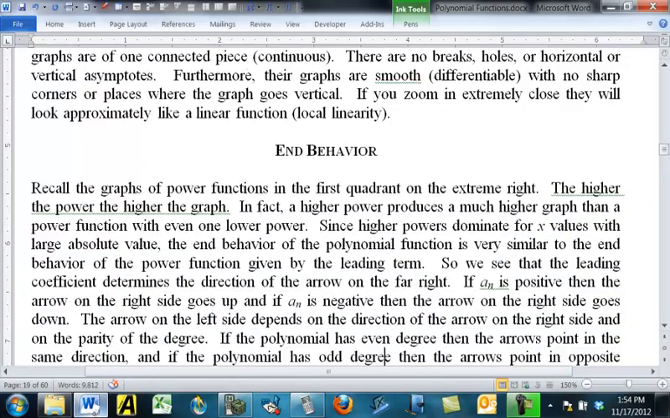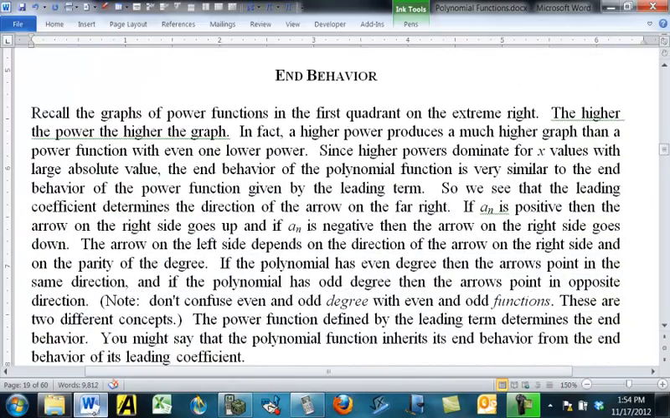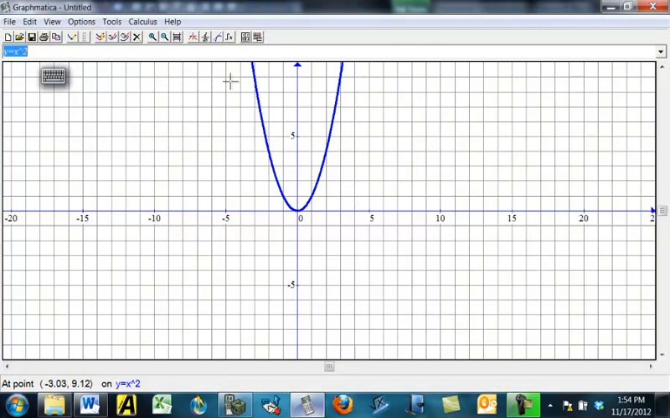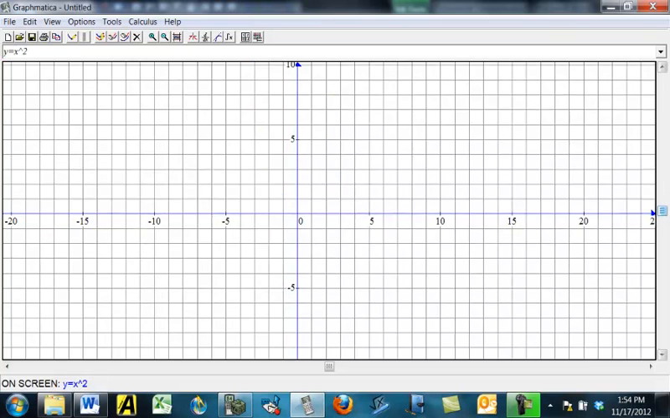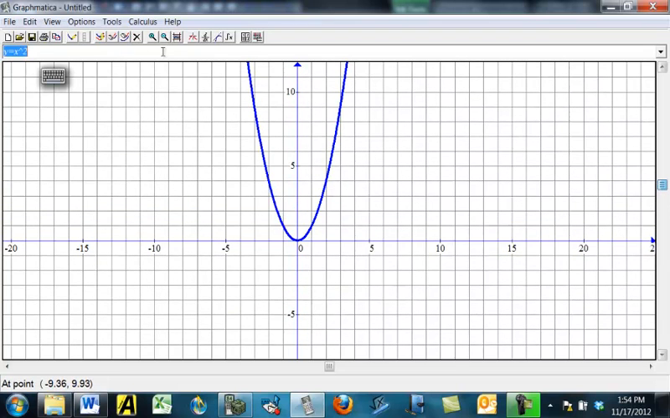Now let's think about the end behavior. When I say end behavior, technically there are no ends. It goes all the way from minus infinity to infinity. But on the outside, let's see what happens to the graph. Now the thing to know here is, let's remember some things about power functions. Let's review a couple things. Here's y equals x squared. Let's do y equals x cubed.